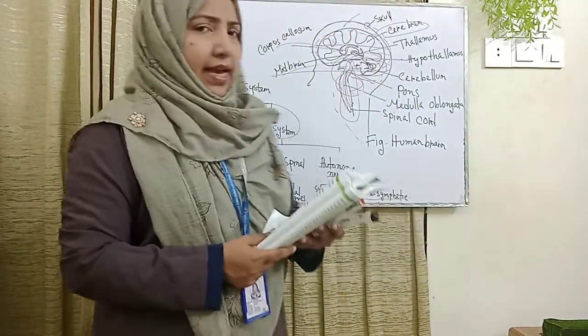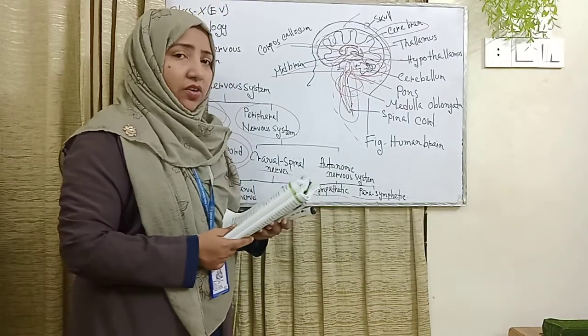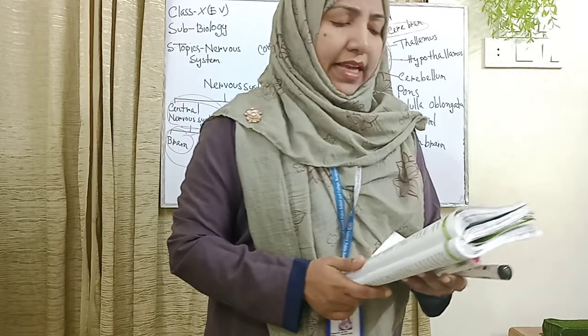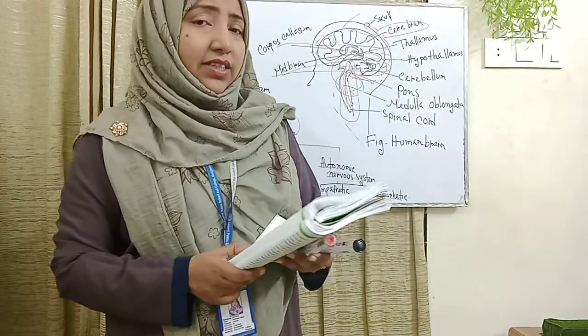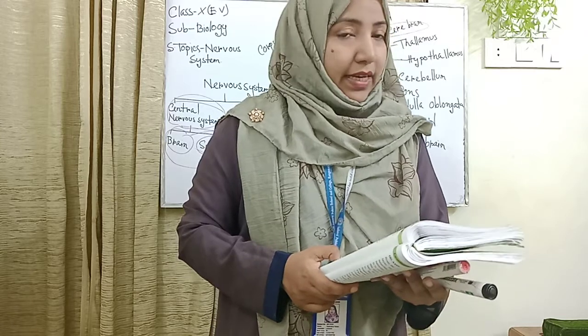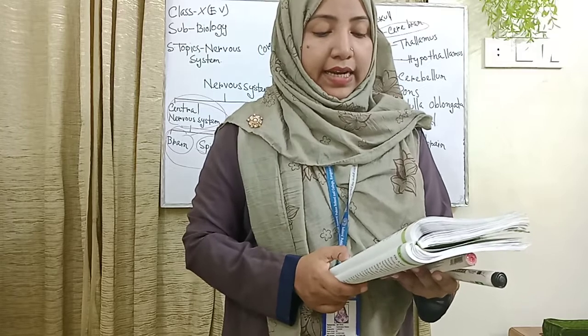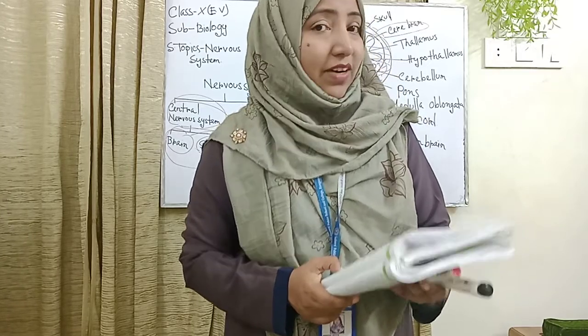Now, another topic is the spinal cord. What is the spinal cord and where is it situated? The spinal cord basically originates from the posterior part of the medulla, leaves the skull through the foramen magnum and extends up to the lumbar vertebrae.